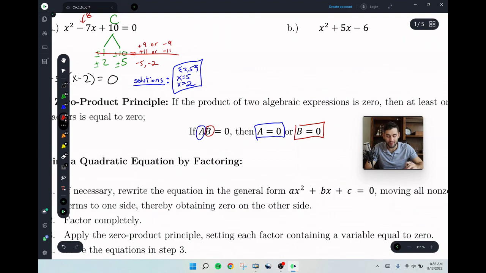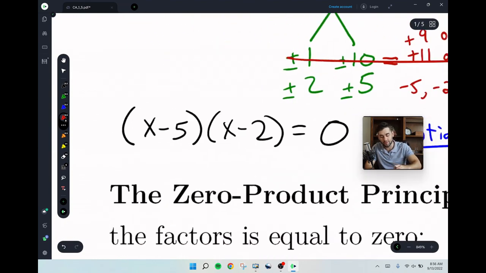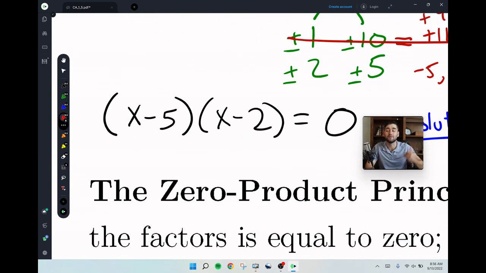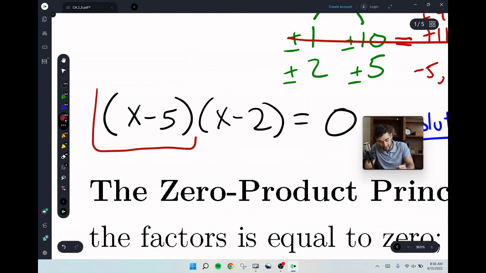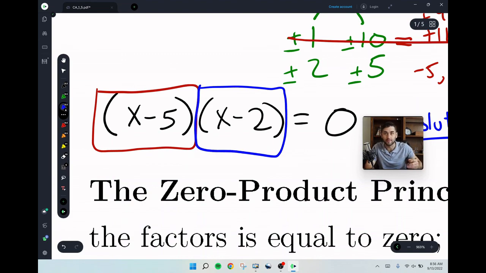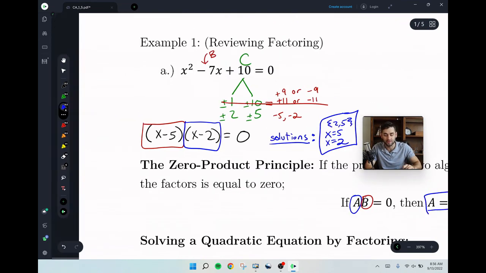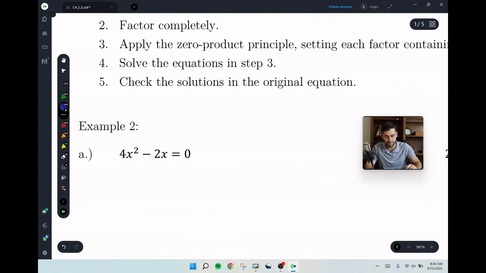So how that would apply to what we just did is one of those sides has to be equal to 0 for this to work out. Either this red term has to be equal to 0, or this blue term has to be equal to 0. And that's how we solve for those solutions. So let's see how this plays out.